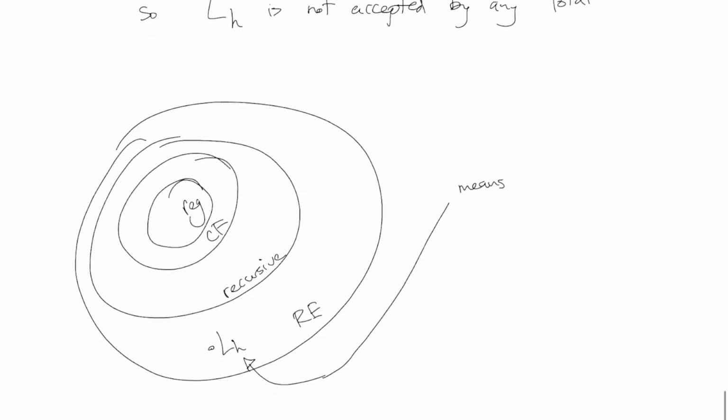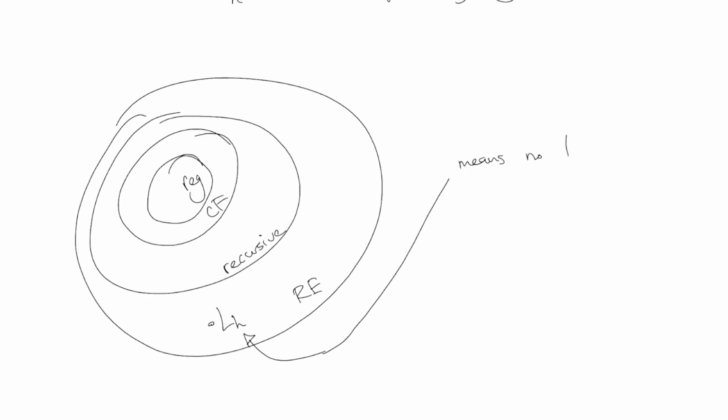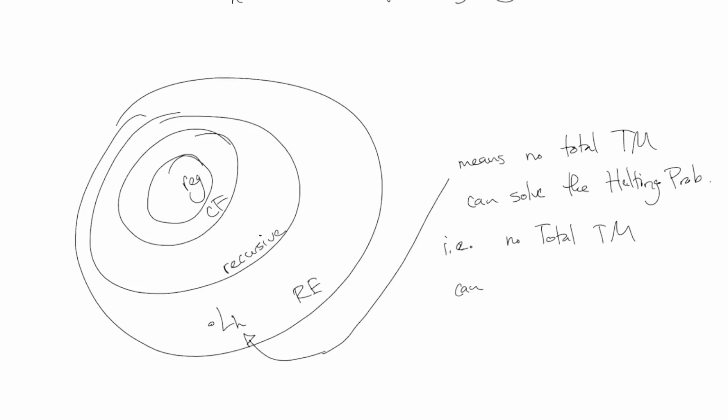What this means is that this is sort of the short version. You can tell your friends at dinner. This means no total Turing machine can solve the halting problem. Just to be more specific, what that means, i.e., it means no Turing machine, no total Turing machine can take something that looks like M hashtag X and tell whether or not M halts on X.